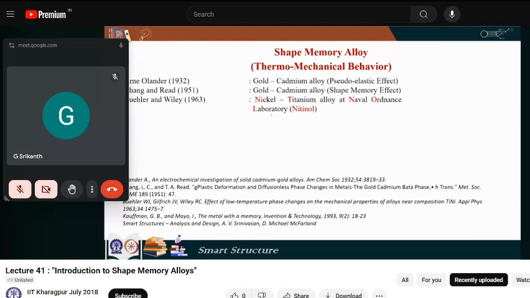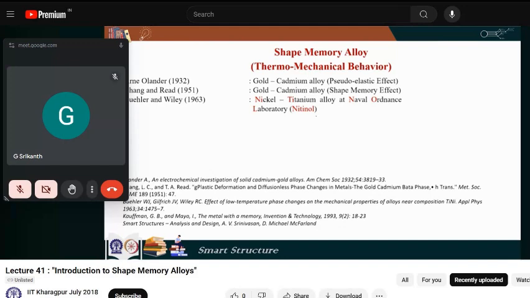Buehler first observed that an alloy which has titanium and nickel in almost equal proportion shows some phase transition at different temperatures, and those are the phase transformations that lead to the shape memory effect. And they also observed that by varying the proportion of these constituents, the transformation temperature can be varied.